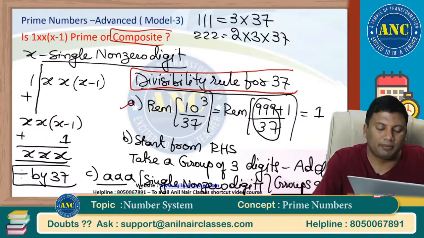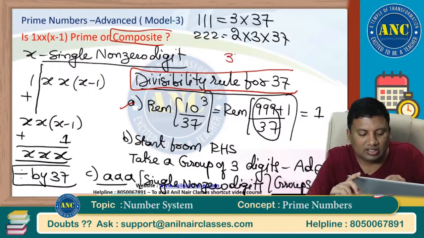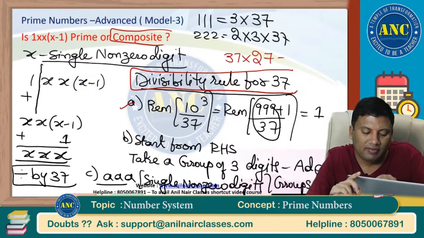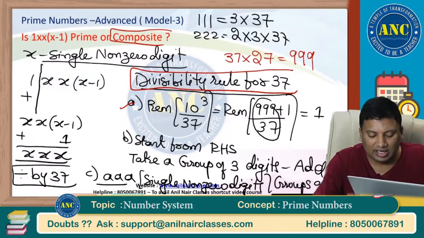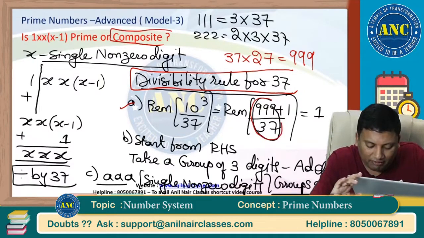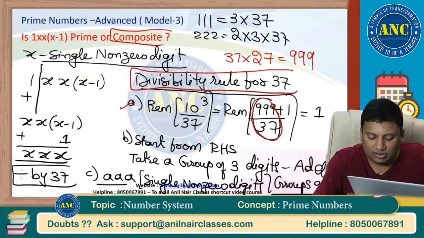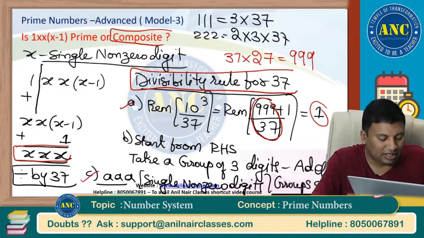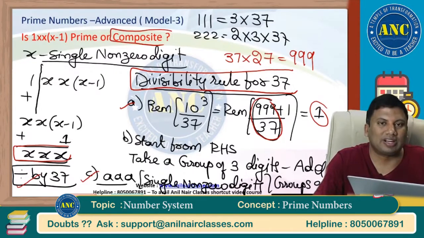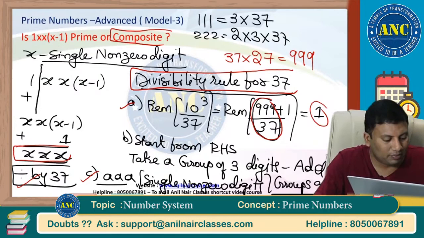Divisibility rule for 37: 10 cube divided by 37 gives remainder 1. Why? Because 37 into 27 is 999. 999 is perfectly divisible by 37. So, plus 1, the remainder is 1. So, start from the right hand side. Take a group of 3 digits. Add them. So, x minus 1 plus 1, I got x. Any single digit written in groups of 3 is always divisible by 37.